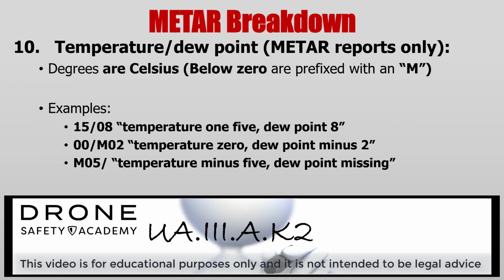Next is the temperature and dew point, and this is for METAR reports only. Degrees are reported in Celsius, and if it's below 0, it will be prefixed with an M. So here are some examples. Temperature 15, dew point 8, temperature 0, dew point -2, temperature -5, dew point missing.